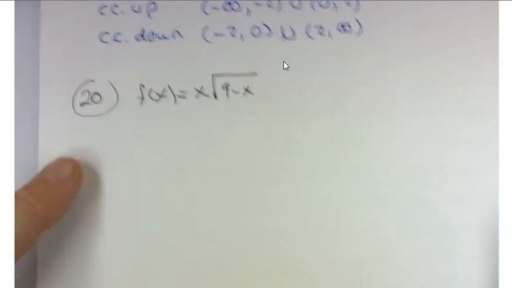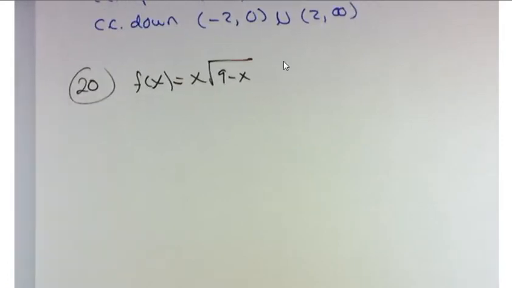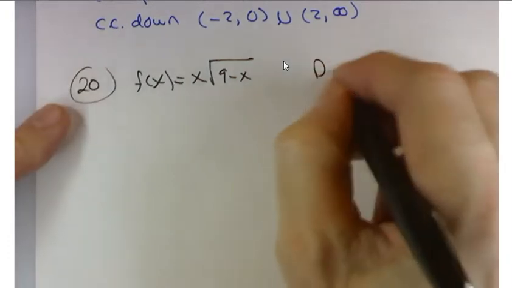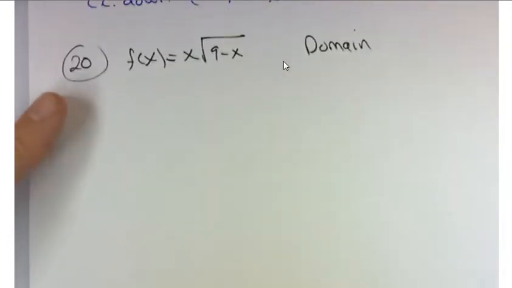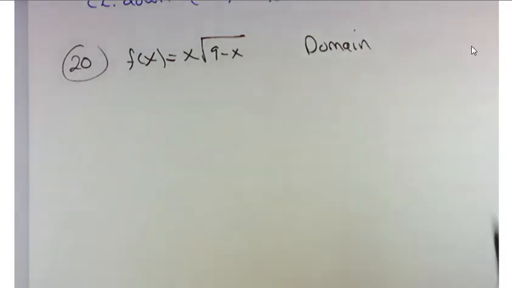So like all of our problems in section 4.4, we should start by looking at the domain here. So let's consider that first, the domain. What problem might we run into in working with a function like number 20? Yeah. What's underneath the root has to be greater than or equal to 0.